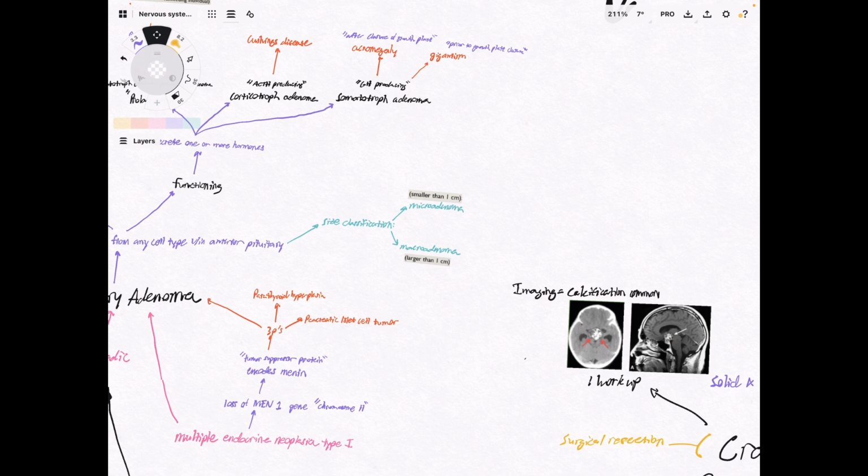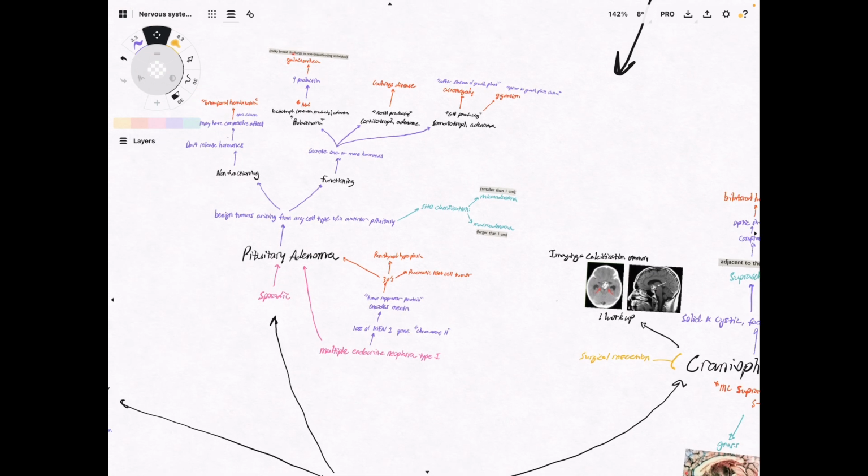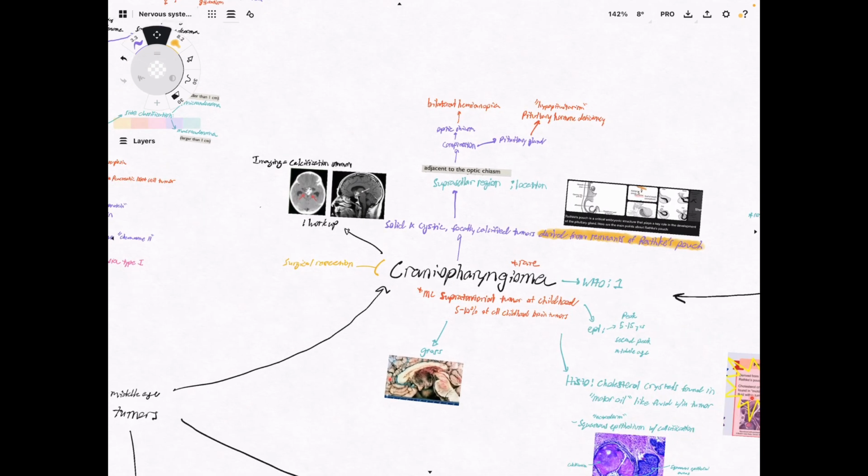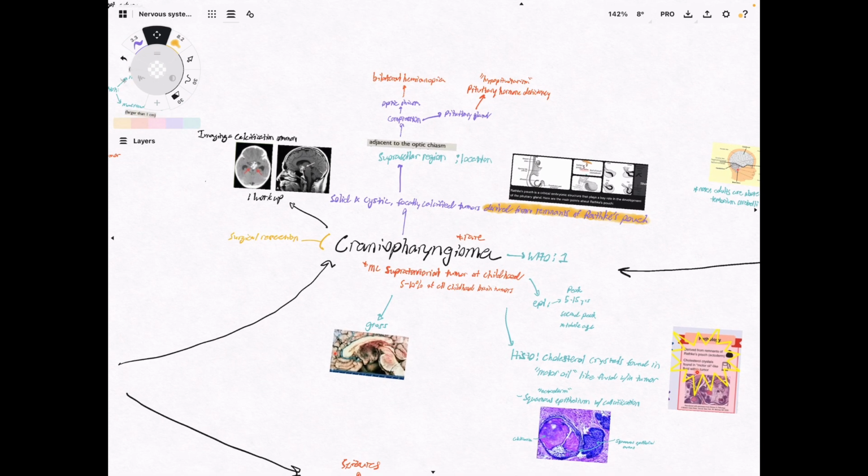The size classification is pretty easy to understand. If it's smaller than 1 centimeter, it's called a microadenoma. Larger, it's called a macroadenoma. So that's the only things I want to discuss about pituitary adenoma. Now we're going to discuss craniopharyngiomas.